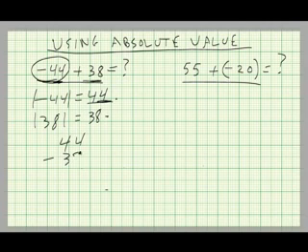44 minus 38. Make sure you line your ones column up, and make sure you line your tens column up. Got to keep your place values lined up when you're doing this. I'm going to have to borrow. However, to save a little bit of time, I can pretty easily figure out that 44 minus 38 is going to produce a result of 6.